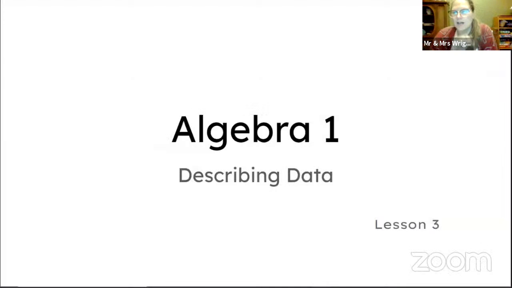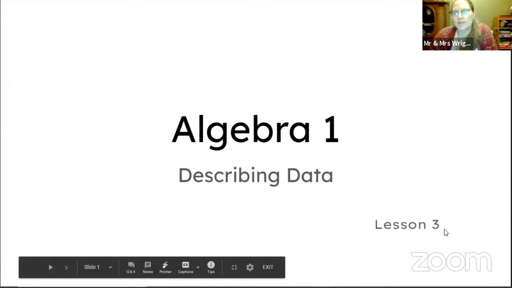Today we're going to continue learning about statistics, and our unit is called Describing Data. Now this is in the online book. It is Module 8, but it is called Unit 6A. The title of the unit is Describing Data, and we're on page 3, so this is lesson 3.